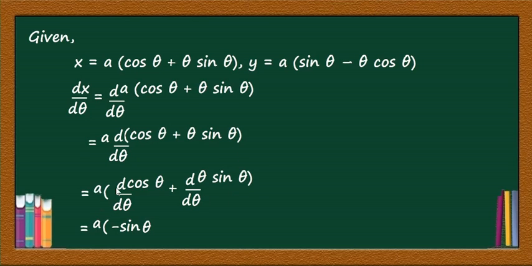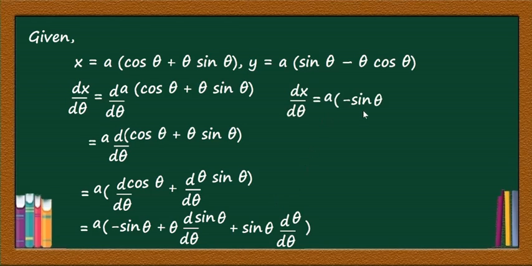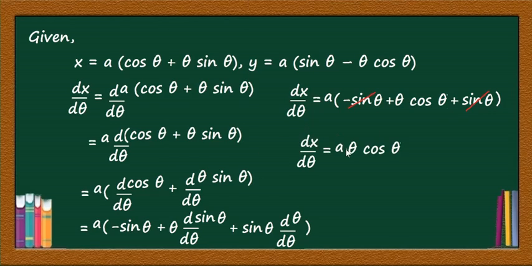That is a into d by d theta of cos theta, which is minus sin theta, plus, here you can apply the product rule, derivative of theta into sin theta: first function theta into d by d theta of sin theta plus sin theta into d by d theta of theta. That is dx by d theta is equal to a into minus sin theta plus theta into cos theta plus sin theta into 1, and here sin theta gets cancelled, and dx by d theta is equal to a theta cos theta.